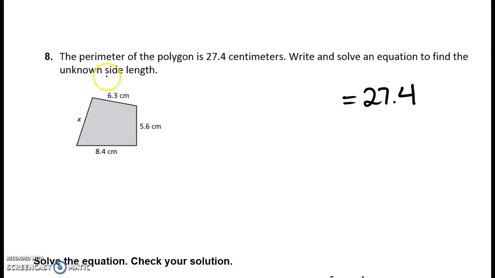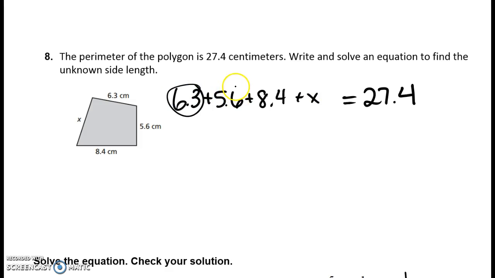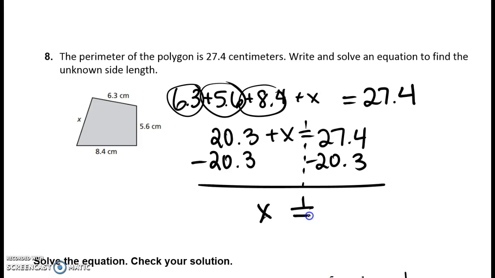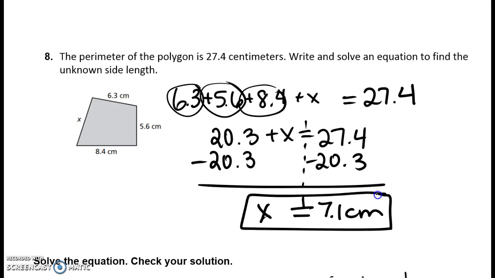Write and solve an equation to find the unknown side length. So I need to add all 4 of those sides. So I have 6.3 plus 5.6 plus 8.4 plus x, and that is equal to 27.4. And when you add 6.3 and 5.6 and 8.4, you get 20.3. So 20.3 plus x is equal to 27.4. Now I need to subtract 20.3 from both sides. And x is equal to 7.1 centimeters. And that is your final answer.